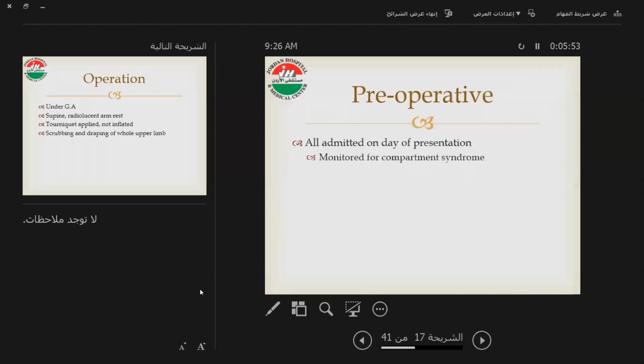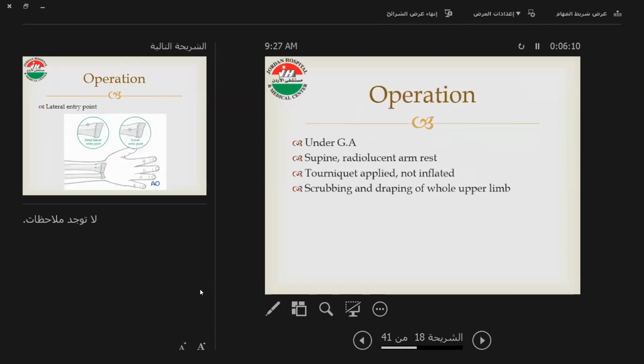Now, our technique for using the Metaizeau technique is that our patients present to the ER with fractures, either pediatric or adult. We usually admit them on the day of presentation, especially for monitoring compartment syndrome in pediatric patients. Then, as soon as possible, either on the same day or the next day, under general anesthesia in the supine position on the radiolucent armrest, we apply a tourniquet, but we do not inflate it, just in case we need to go for open surgery.